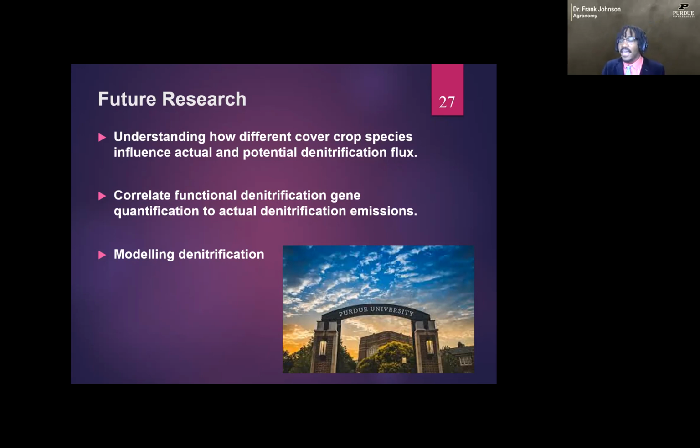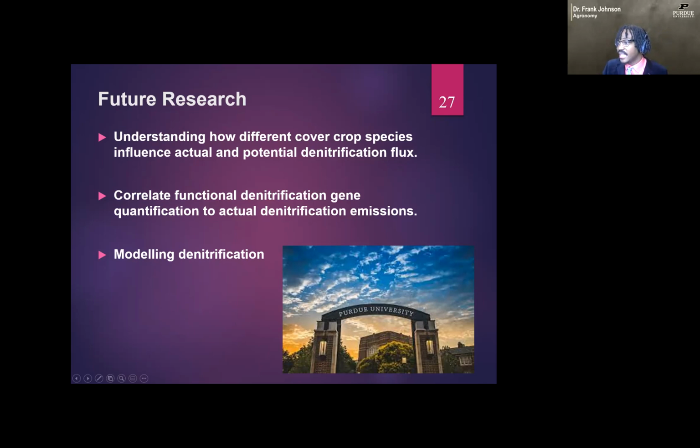However, studies usually generalize cover crops instead of examining the different species. During my dissertation, one of the major components was using next generation sequencing techniques to measure NOS-Z gene abundance, which is the gene that codes for nitrous oxide reductase, responsible for converting N2O to N2. We were also interested in measuring NOR-B, which is the gene that codes for nitric oxide reductase, responsible for converting nitric oxide to nitrous oxide. However, we could not get our NOR-B primers to work. So being able to successfully measure and quantify NOR-B gene abundance along with the other genes along the denitrification pathway is important for us to be able to correlate functional denitrification gene quantification to actual denitrification emissions. So understand the molecular aspect.